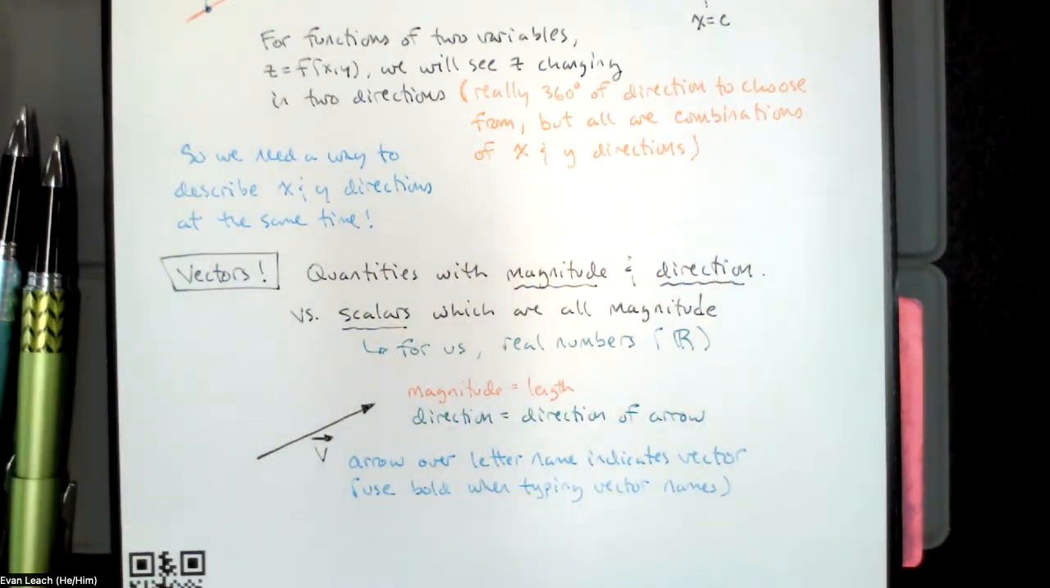So a common strategy is just to use boldface for typing vector names, because you still want to distinguish between vectors and scalars. Any questions? Of course, we're just naming parts. Yes. A scalar will just be a number.